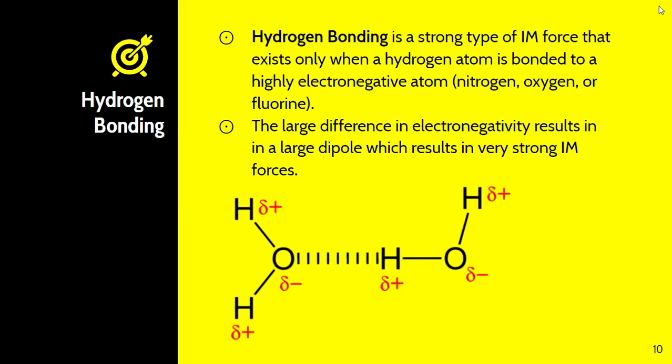Water has a hydrogen that is covalently bonded to oxygen. Because of the very large difference in electronegativity, that gives the oxygen even more of a negative charge and the hydrogen more of a positive charge. Therefore, the large difference in electronegativity results in a large dipole, which results in those very strong intermolecular forces between water molecules, which allows for all the very unique properties that water has.